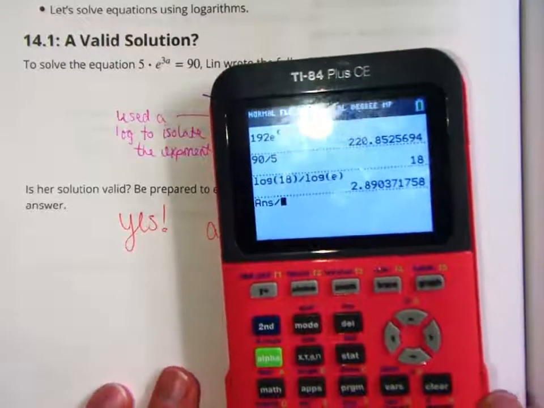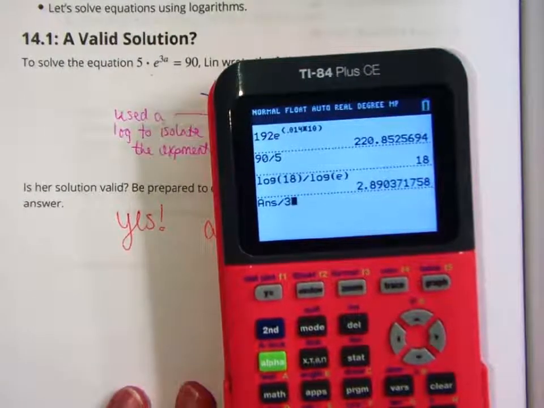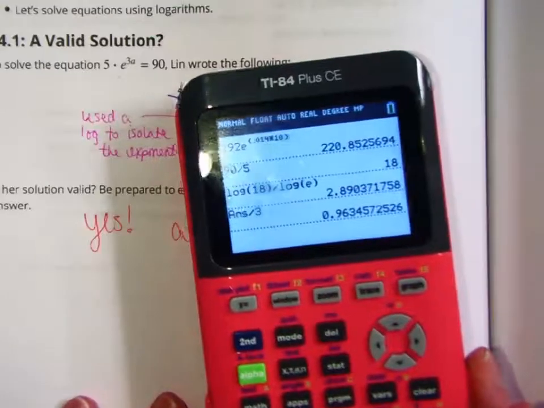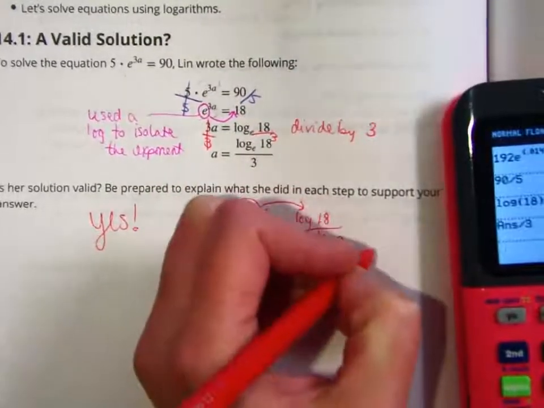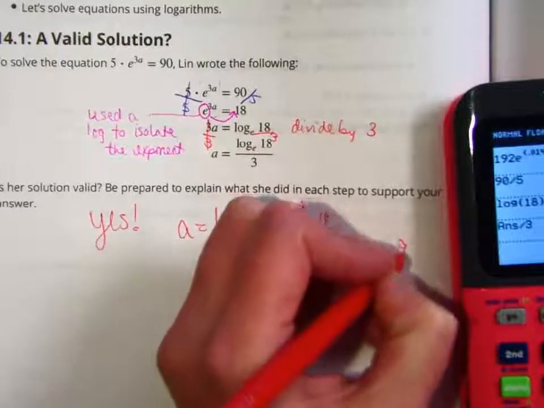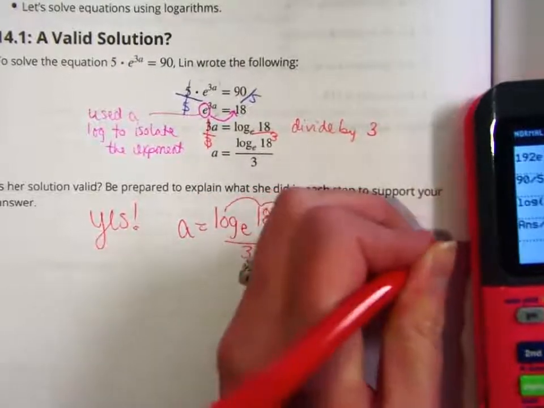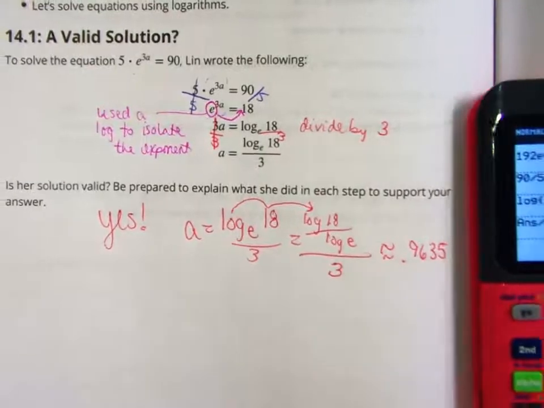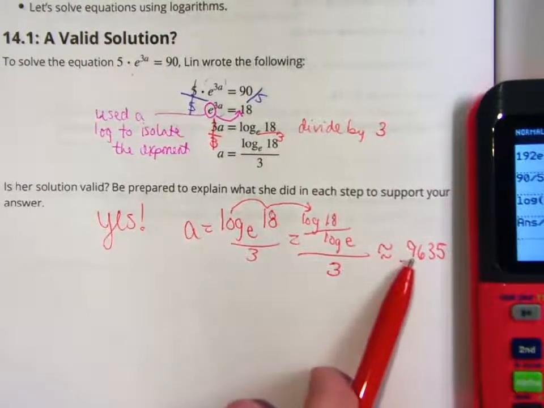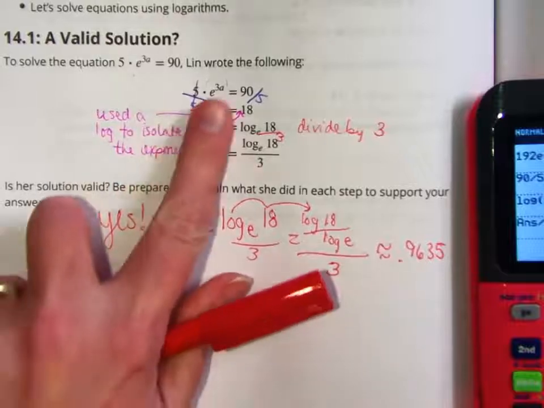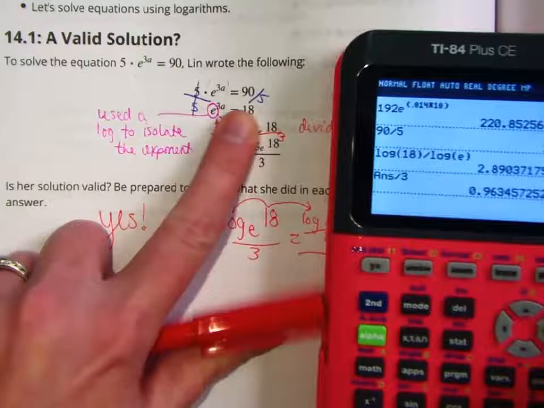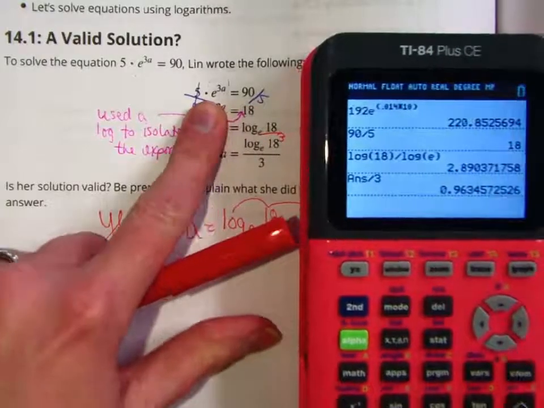And we want to take that value and divide it by 3. So here's my answer. Divide that answer by 3, and it equals 0.9634572526, or roughly 0.9635. If this is what I think a equals, I should be able to type it and plug it into the original equation, and maybe we'll see if we get 90 out.